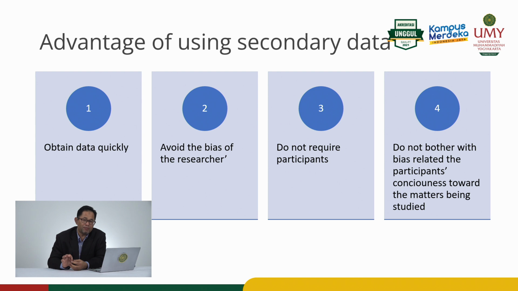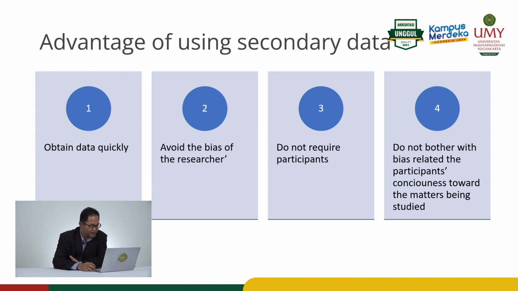of the primary data. Next, if you would like to use secondary data, it also has advantages. The first advantage is you can obtain the data quickly. For instance, in the example just now about student achievement, you go to the administrative officer and then you get the data directly, very fast.